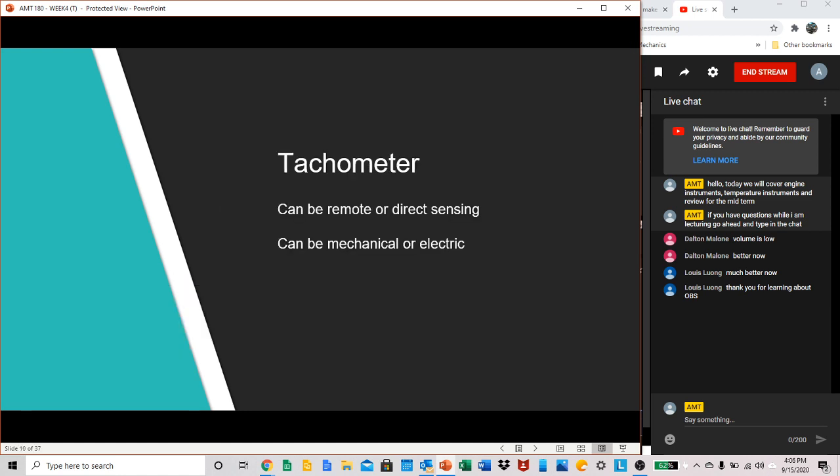And tachometers, the tachometer system. Tachs can be remote or direct sensing. They can be either one. They can also be mechanical or electric.